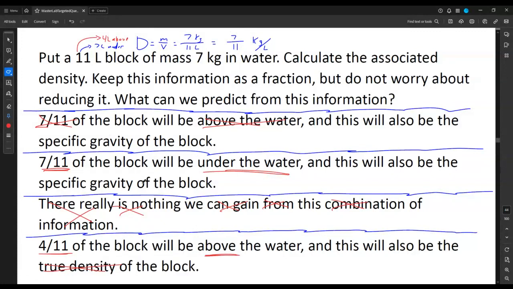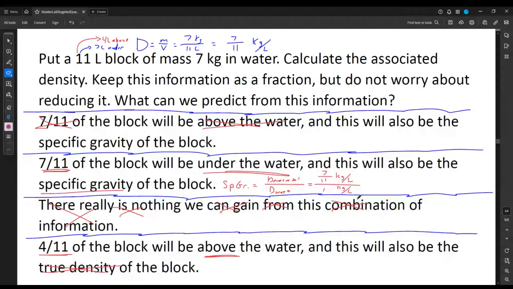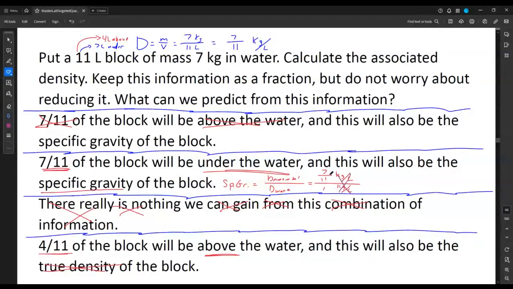So then if we evaluate the final remaining answer choice, it talks about specific gravity, which takes the density of a material and divides it by the density of water. So we found that the density of our material, our block here, was 7/11ths kilogram per liter. Then the density of water is just 1 kilogram per liter. So if we show the work on this, technically we'd have 7/11 kilograms per liter over 1 kilogram per liter. Now, the number 1's not going to do anything terribly exciting here, but basically what happens is the units get canceled and we get this value back. And as it turns out, that would be the specific gravity of the block.